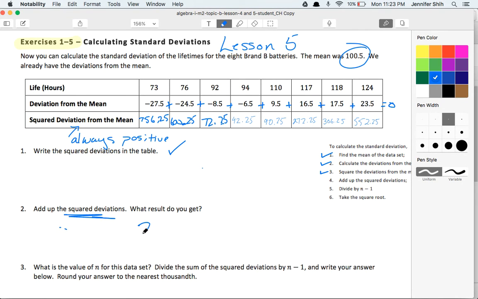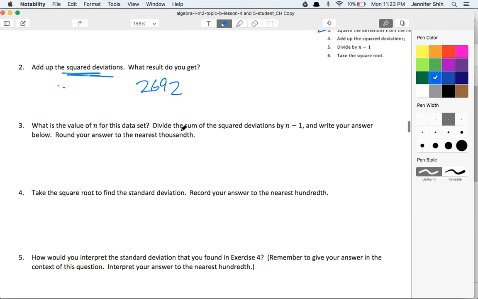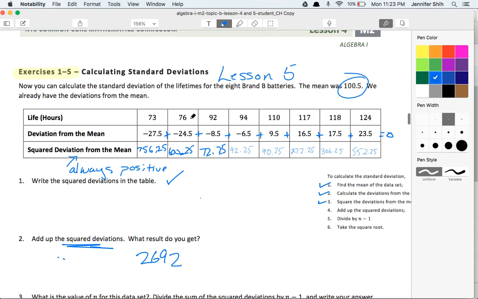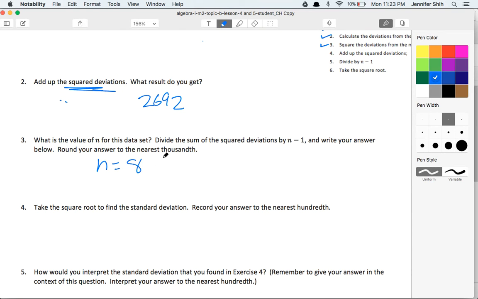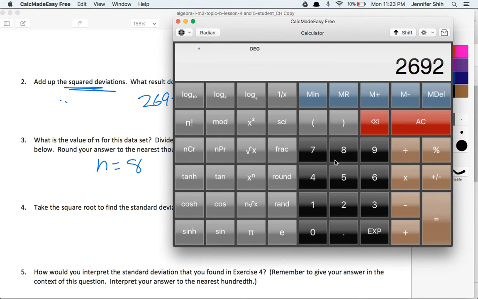Sum of square deviations 2692. What is the n for this data? N is the number of numbers. 1, 2, 3, 4, 5, 6, 7, 8. N is equal to 8. Divide the sum by n minus 1. N minus 1 equals 7. So we're going to do 2692 divided by 7. And we get 384.57.